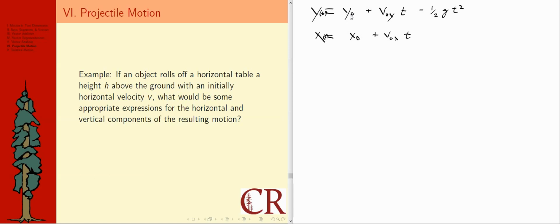Y naught is the initial vertical position. V naught y is the initial vertical velocity or component of velocity. And this minus 1/2 gt squared has to be there because, following what we know about kinematics, if we're describing the vertical component of projectile motion as representing free fall, this has to be there in the vertical component equation. For the horizontal components, we have x as a function of time equal to initial horizontal position plus initial horizontal component of velocity times time. But again, these are parameters.